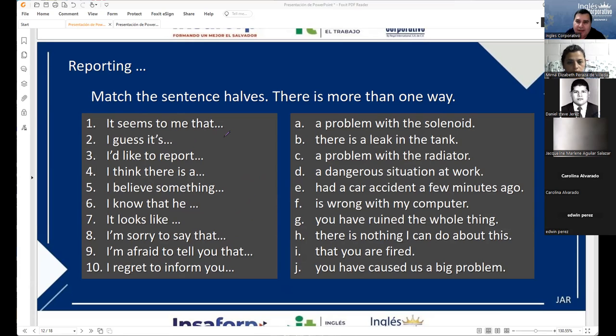Seems, me parece, o parece que, right? Seems. I guess, in this context, guess is creo, creo que, o supongo que. I'd like to report, that's easy. I think there is a, I believe something, creo que algo. I know that he looks like, tal parece que, right? I'm sorry to say that.